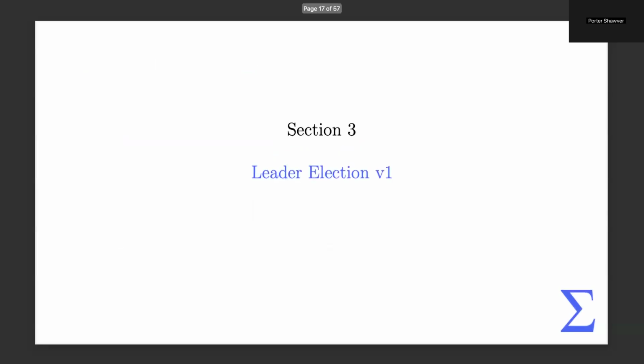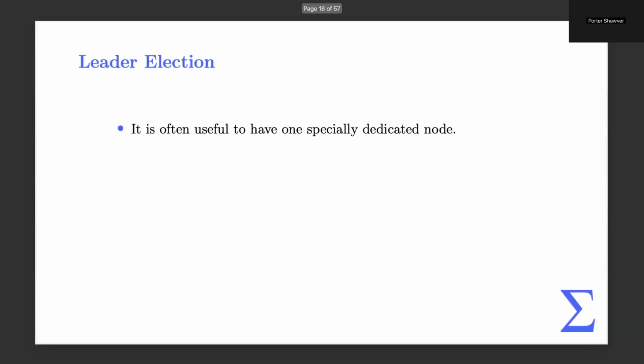Okay. So leader election, we're going to start with a simple version. Like I'm saying, it's often useful to have one specially designated node for a variety of different reasons. One reason is that most distributed algorithms have to start somewhere, so having one node that starts the algorithm is sometimes required.